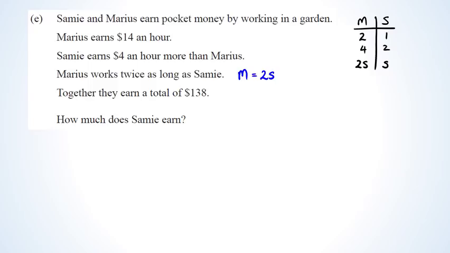Now, if Marius earns $14 an hour, that's nicely done there. Sammy earns $4 an hour more than Marius. So Sammy actually earns $18 an hour. And together they earn a total of 138. So let me put this up as M is the number of hours Marius worked. And S is the number of hours Sammy worked.